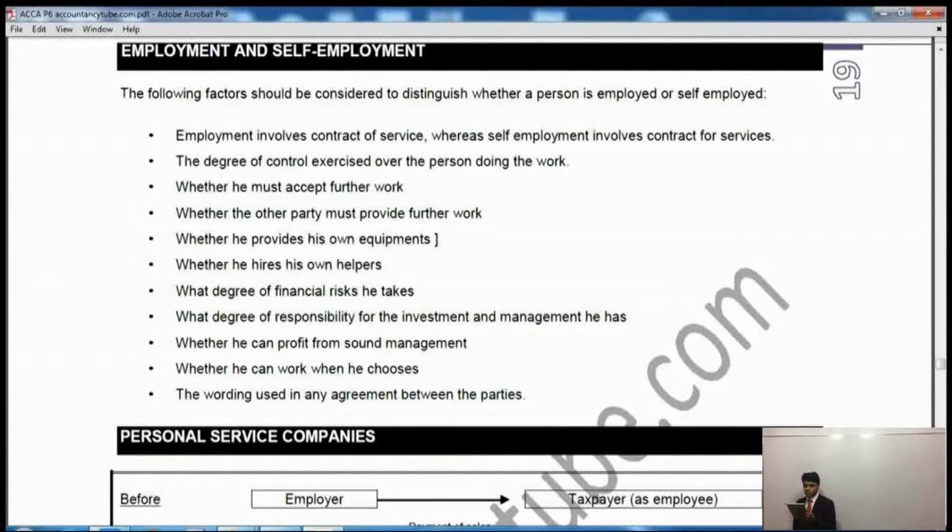The next one is what degree of responsibility for the investment and management he takes. Do I take any responsibility of investment and management? No, I don't think so. If no, then I am employed by AccountancyTube.